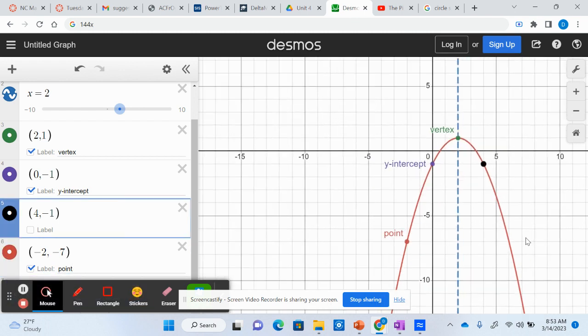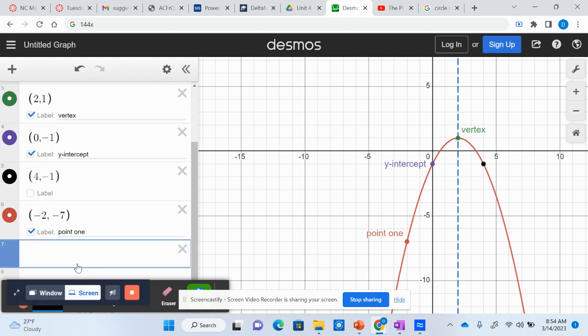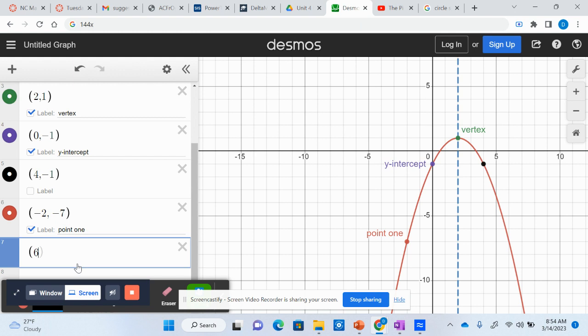So what is another point opposite of that? How many units is that point away from the axis of symmetry? How far away is this from the axis of symmetry? 4. So that means I can go 4 in the other direction. And so that's the ordered pair. What's this ordered pair? It's (6, -7). An ordered pair is 2 points, right? So the next point is going to be (6, -7). I'm going to label that one point 2.